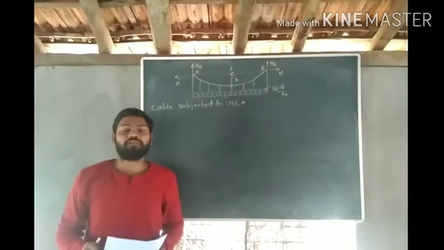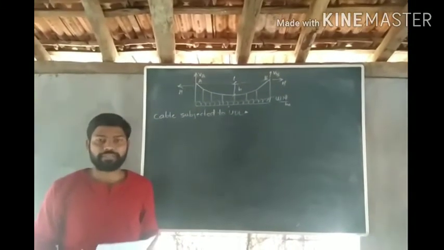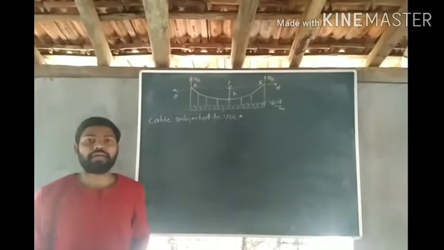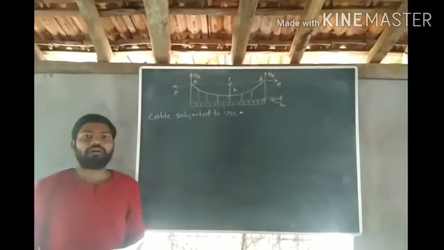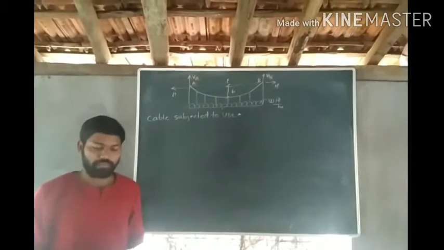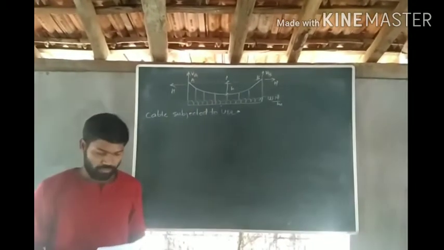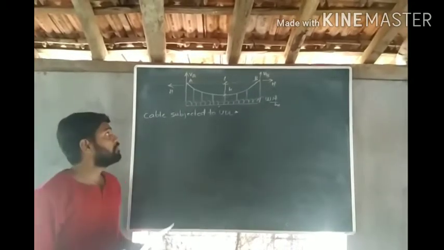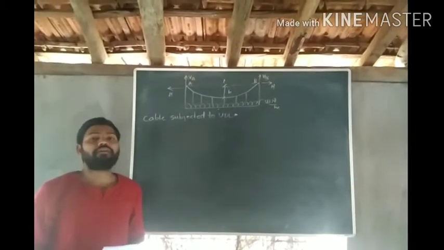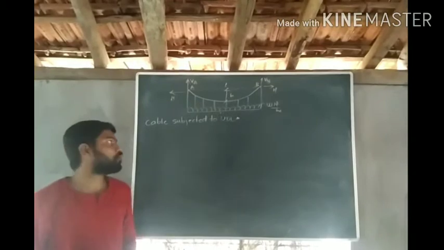Friends, we have started the chapter suspension bridge and cables. In that we have seen how to find out the shape of the cable when point load is acting, and what are the different components of the suspension bridge. So today we will see the behavior of the cable when it is subjected to uniformly distributed load.